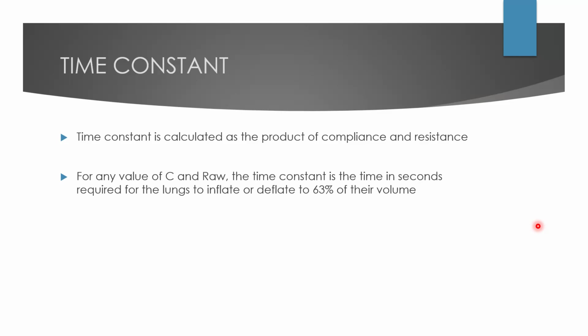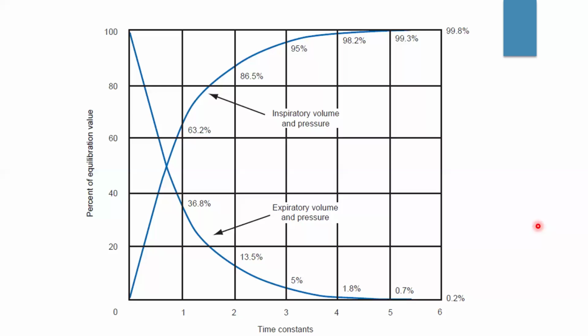Suppose the total inspiratory volume of that particular alveolus, or respiratory unit, is around 100 ml. The time taken for it to inflate up to 63 ml, or 63% of the total volume, is one time constant of that lung unit. And we get that value by the product of the compliance and the resistance of that lung unit.